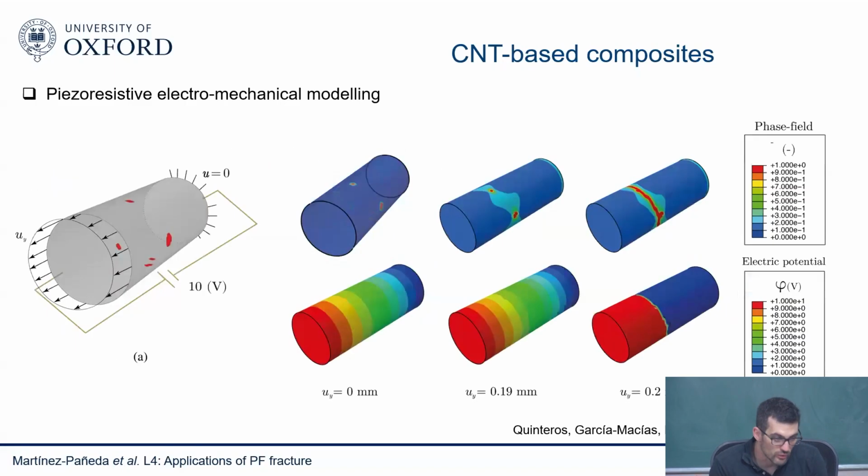And we can also do it in 2D, 3D. So this was a 3D example where you have multiple defects to start with. It reminds me a little bit of the pipeline that we saw yesterday. So some defects to start with, you have an applied potential here, and you see how the electrical conductivity goes, okay.